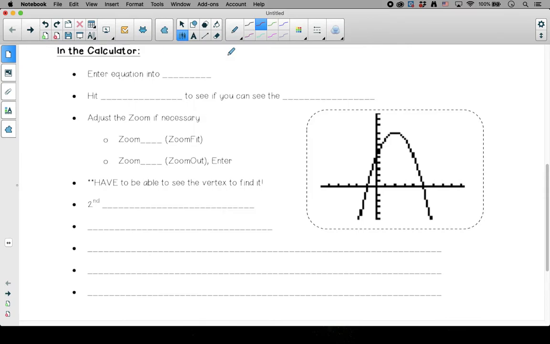Using a TI-84 or 83 calculator, I'm going to enter the equation into the y equals in the calculator. We are then going to hit the button that says graph to see if you can see the vertex, because if you can't see it, we'll adjust the zoom if necessary.